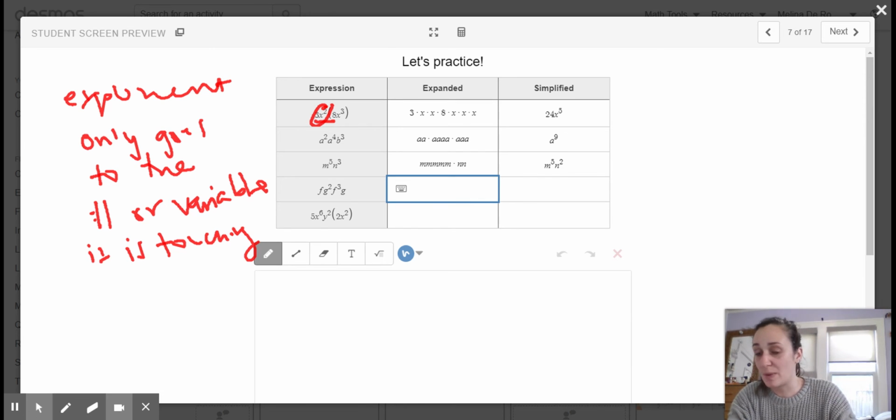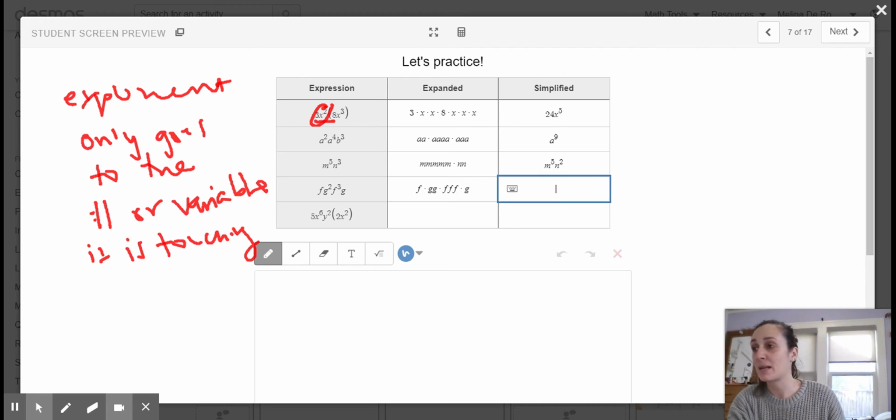For the next one, I'm going to start by expanding. I have one f, because there's no exponent up at the top. That means I just have one of them. So I have f, then I have 2 g's, then I have 3 f's, then I have one more g. Now first I'm going to combine all of my f's. I see I have 4 f's, so that's going to be f to the fourth power. Then I see I have 1, 2, 3 g's, so that becomes g to the third power.